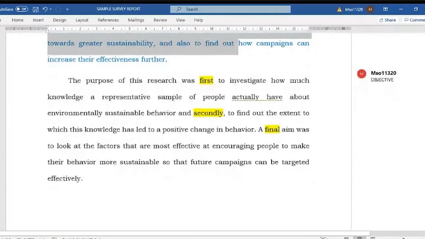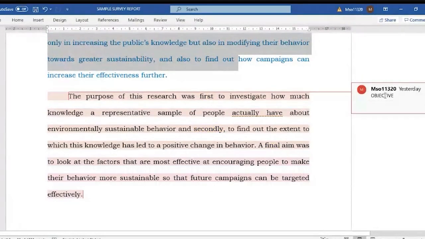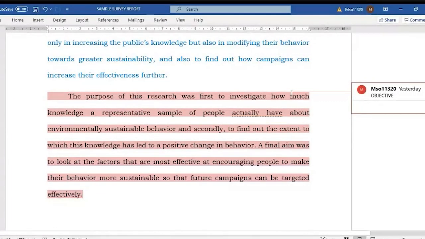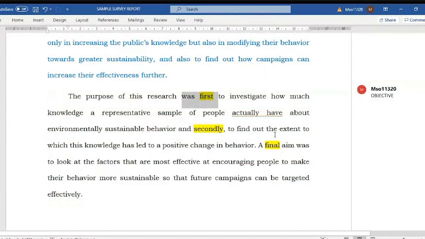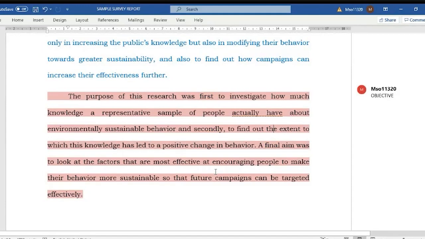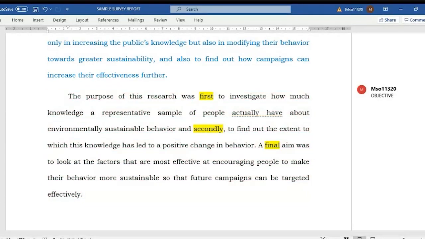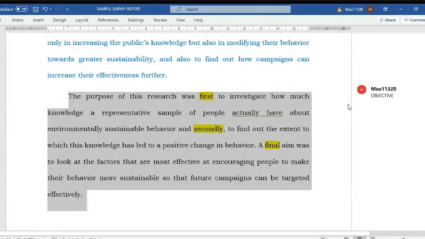The next element that you have to include in your introduction is the objective or the objectives of your research. The purpose of this research was first to investigate how much knowledge a representative sample of people actually have about environmentally sustainable behavior, and secondly, to find out the extent to which this knowledge has led to a positive change in behavior. A final aim was to look at the factors that are most effective at encouraging people to make their behavior more sustainable so that future campaigns can be targeted effectively. So, in this sentence, you can see the objective.